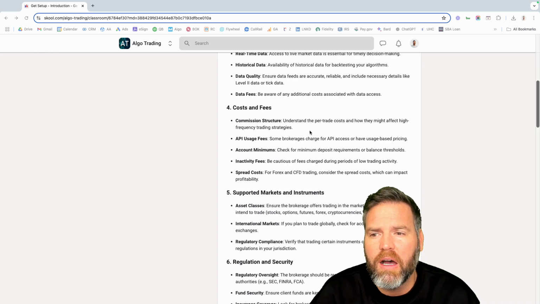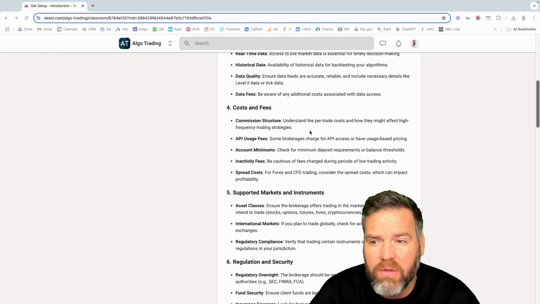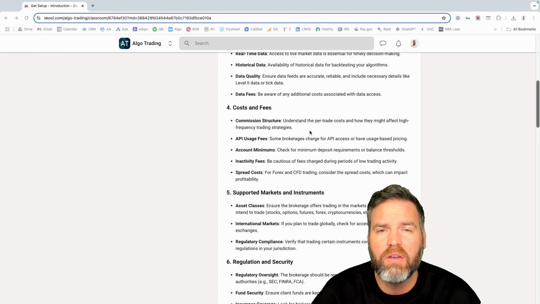API usage fees, if there's anything related to the API and how you might be charged that way, that's important to note. Account minimums, check for minimum deposit requirements or balance thresholds. I think this is really important if you're a beginner trader to also know, is there any account minimum to set up a testing environment?